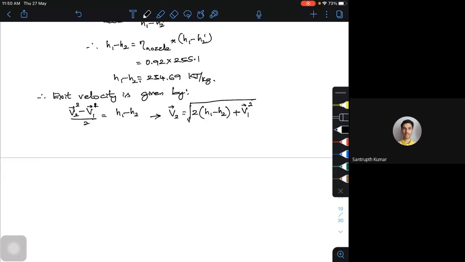So therefore, V2 is equal to square root of 2 into 234.69, into 1000, because this is in kilojoules, I have to multiply by 1000 so that I get joules, plus what is my V1? V1 is actually 60 square. So I will be getting my V2. If I substitute everything, I am getting a very high value, 687.7 meters per second.